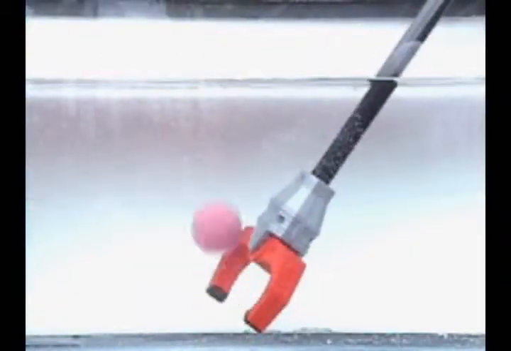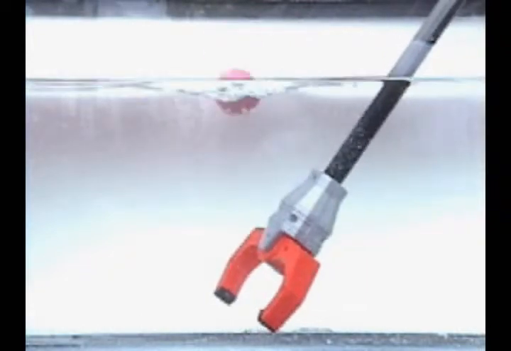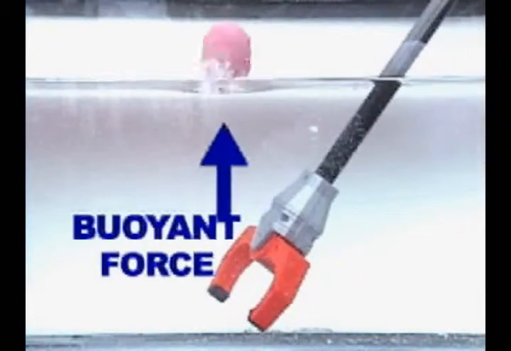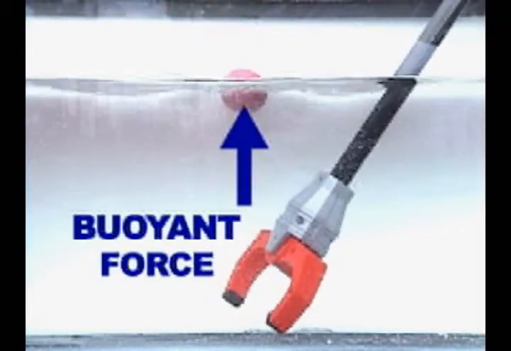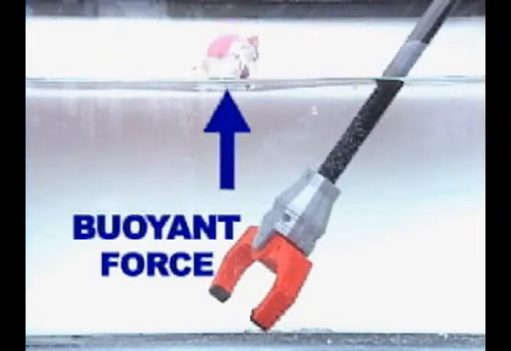Objects experience an upward pushing force when they are submerged in a fluid. This force is known as the buoyant force. You can see the effect of water's buoyant force acting on this rubber ball. After the ball is released, the buoyant force pushes it up towards the surface.